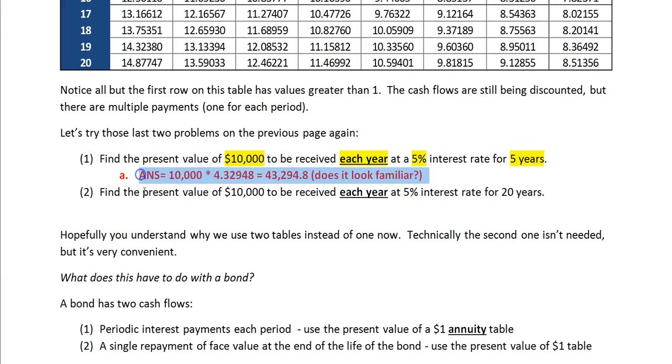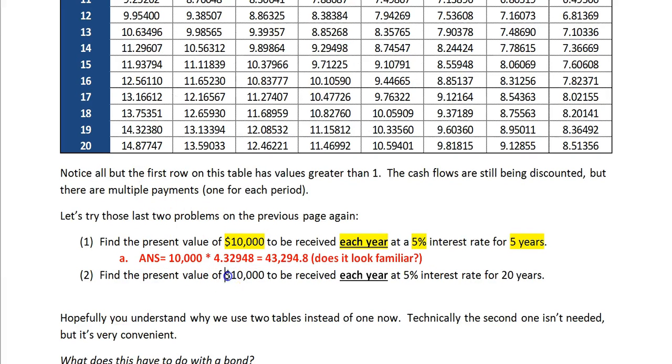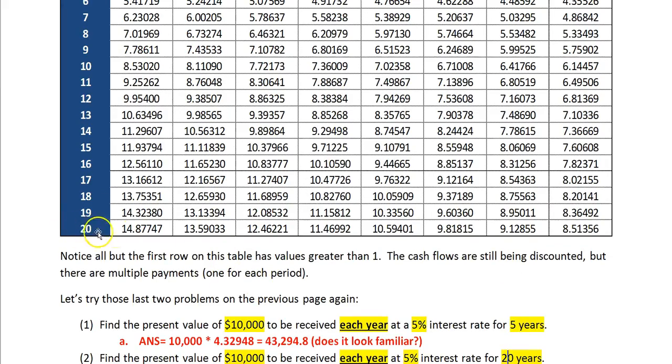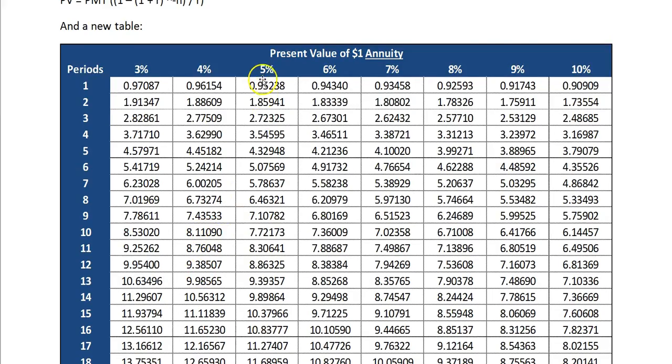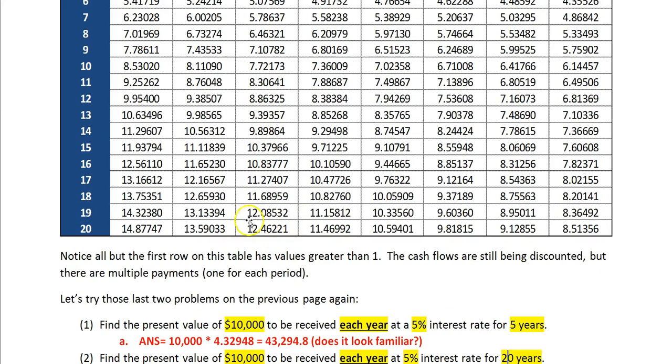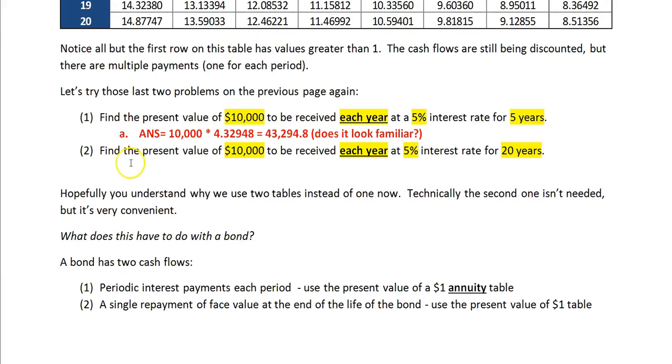And also this table allows us to answer the second question, the $10,000 to be received each year at 5% interest for 20 years. So we're going to look up in our table the 5% and the 20 years. So 20 years is all the way down at the bottom. I've got to figure out 5% is the third one over. So it's going to be this: 12.46221.